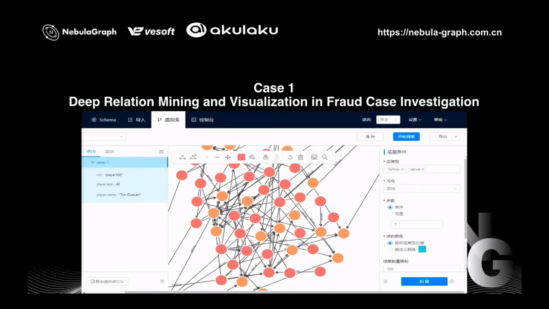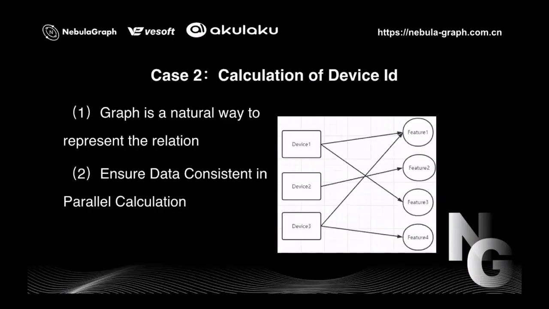The second case is the calculation of device ID. This is a very good example of something that, in the first place, might not be related to Graph, but when you translate it to Graph and Graph models, they actually make it easier to maintain and to understand. So in our case, when we are determining the ID of a device, we need to consider the surrounding features, the features that are related to the devices. And the problem here is that different devices may share different features.